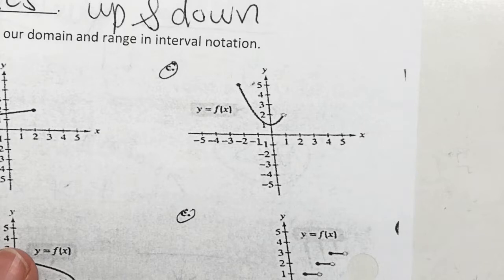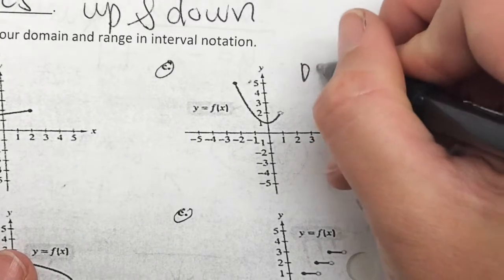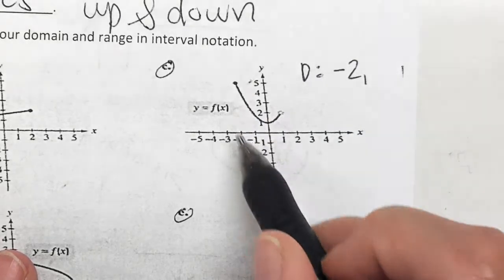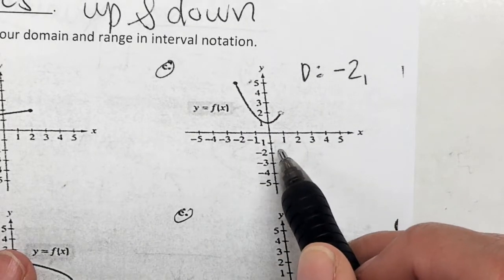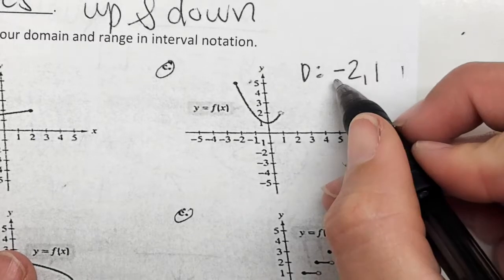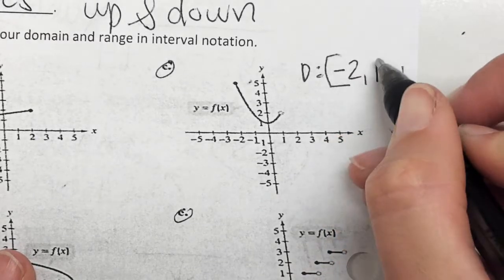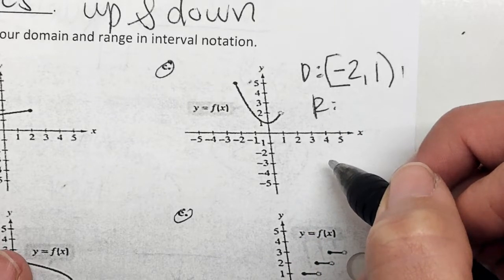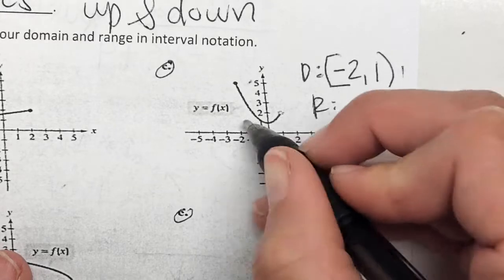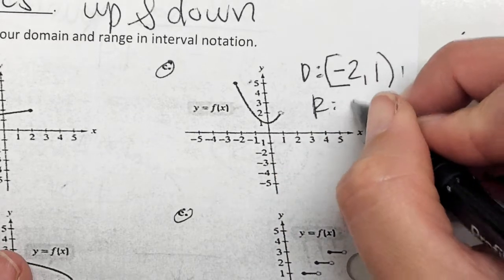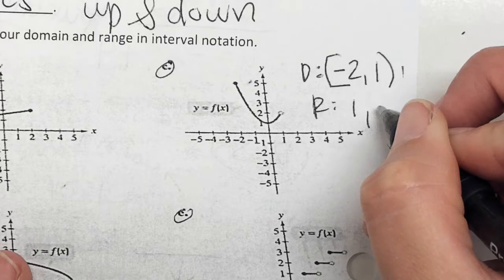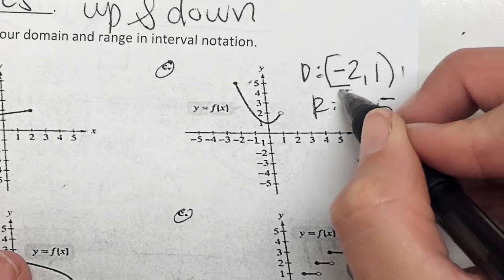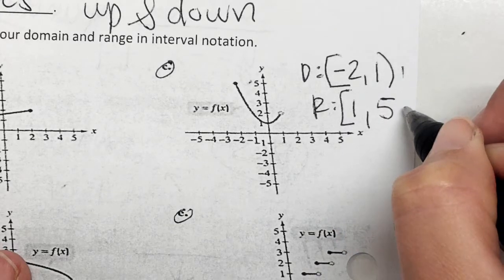So tell me how far left? -2. That's good, Jalen. -2 is how far left it goes. How far right? 1. Bracket or parentheses right here? Bracket. Right here? Parentheses. Very good. For range, how low does it go? It's not at 0, but it's at 1, right? And then it goes how high? Positive 5. Bracket or parentheses? Bracket. Right here? Bracket. Good.